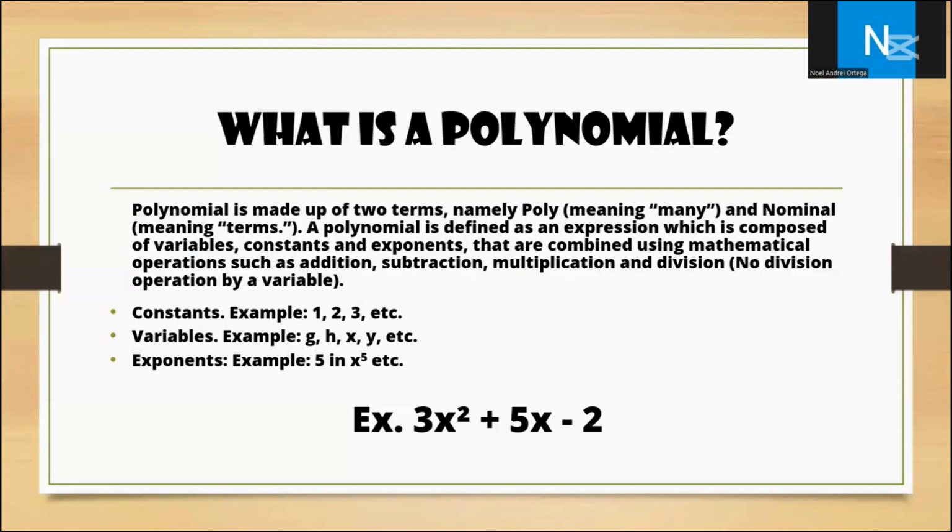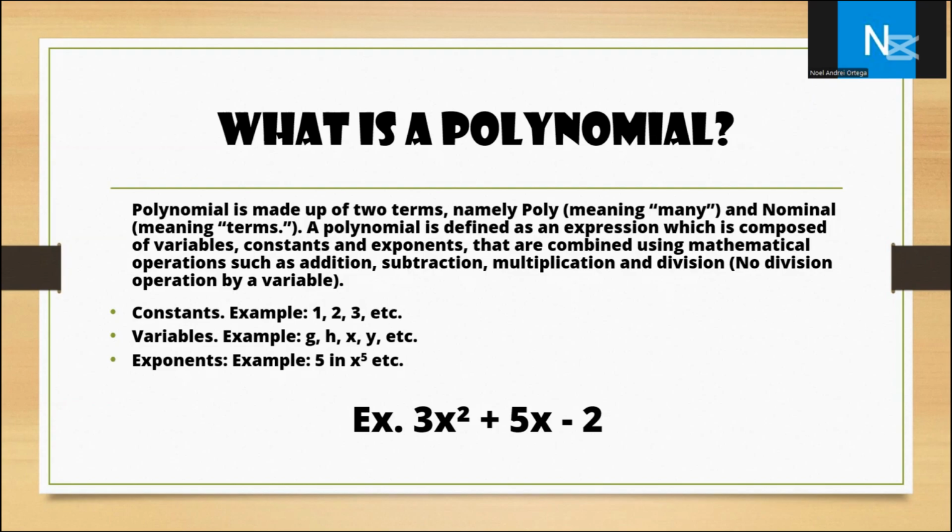A polynomial is made up of two terms, namely poly meaning many and nominal meaning terms. A polynomial is defined as an expression which is composed of variables, constants, and exponents that are combined using mathematical operations such as addition, subtraction, multiplication, and division. Based on the number of terms present in the expression, it is classified as monomial, binomial, and trinomial.